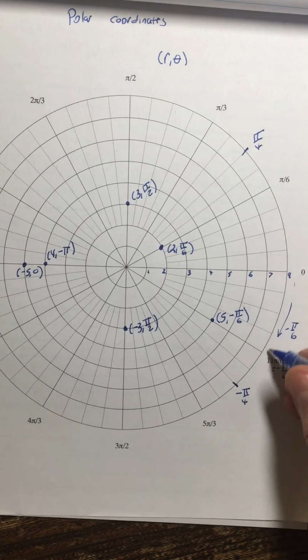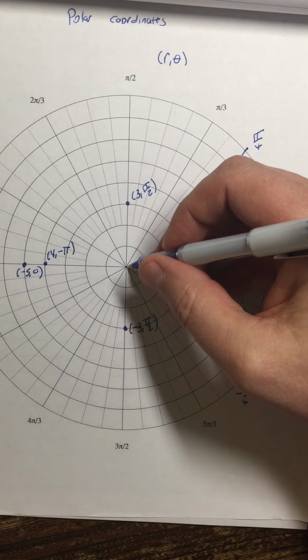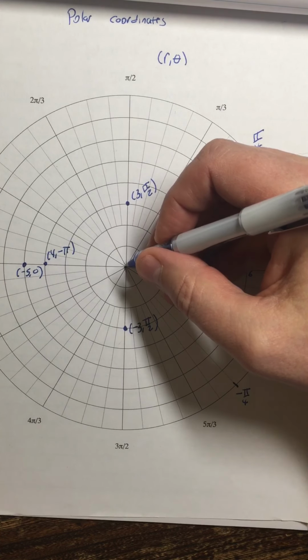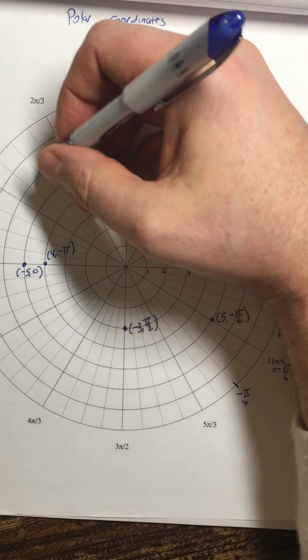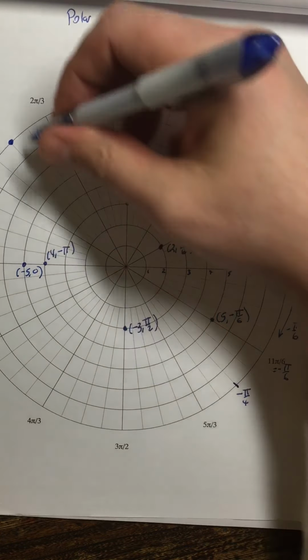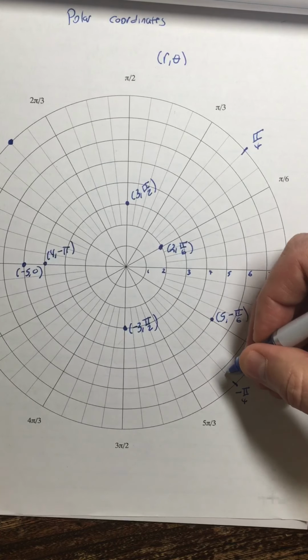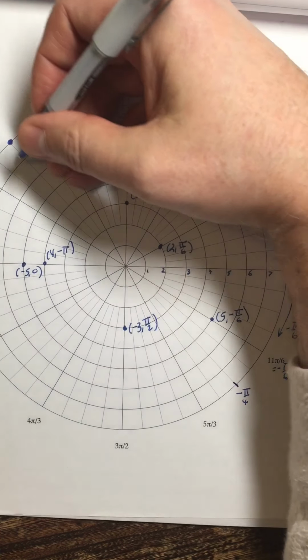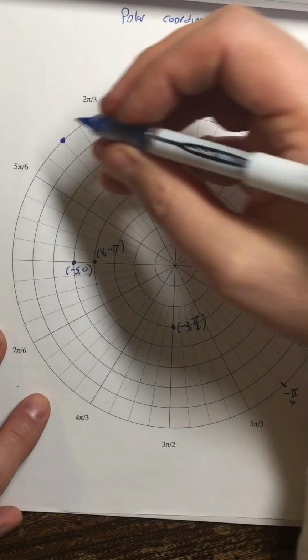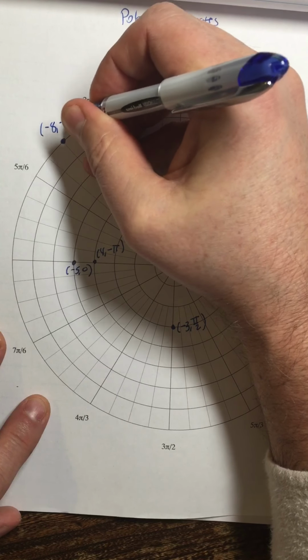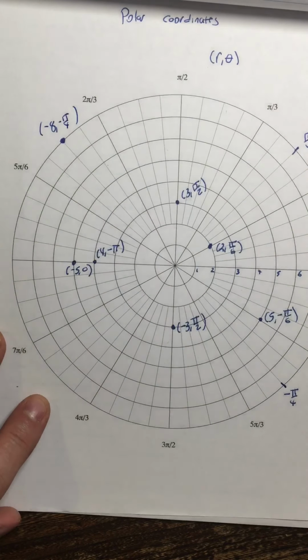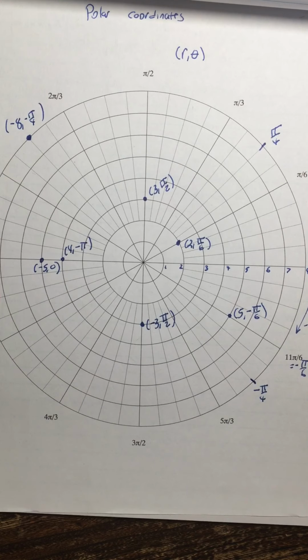So here's my angle negative pi over 4. And then I go to the opposite side of the origin. It's a little tricky to do. Here's negative 8, opposite side of the origin from here. Maybe it'd be helpful to use a ruler to do that, but probably don't really need it. So there's (-8, -pi over 4). All right, so you get the idea? That's how we plot things in polar coordinates.